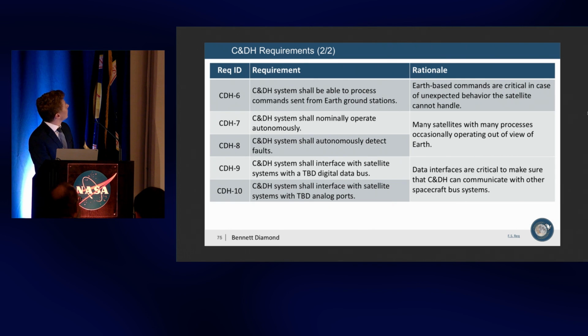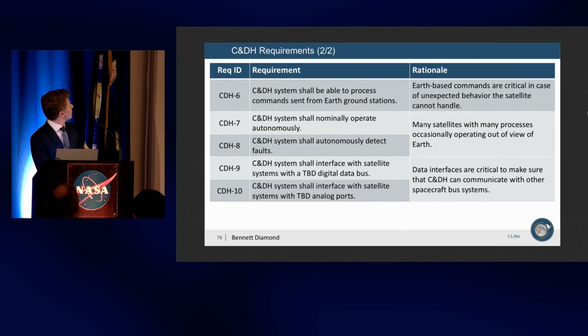CDH number 6, the CNDH system shall be able to process commands sent from Earth ground stations. So it's incredibly important that we have a way for our Earth segment to communicate commands to our spacecraft. Although, as I'll mention in a moment, these spacecraft are autonomous, it's important we have a backdoor in. So, for example, our satellite enters a safe mode, and the satellite is unable to figure out what's going on. We need to be able to have a backdoor in so that humans on Earth are able to debug our system, figure out what's going on, and get it back operational.